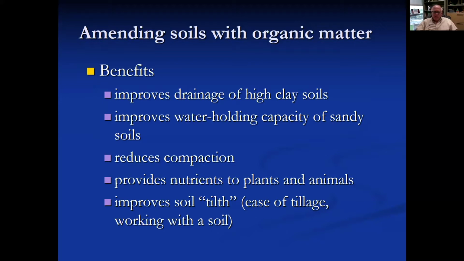We reduce compaction potential. We open up those macropores and we strengthen the resilience of those aggregates that are formed there, and that helps relieve things like compaction. We provide nutrients to plants as that organic matter breaks down and recycles nutrients back into the system for both plants and other living organisms in the system. And it improves the overall tilth and the workability of that system. So we get benefits regardless of what soil we put it in with this organic matter addition over time.